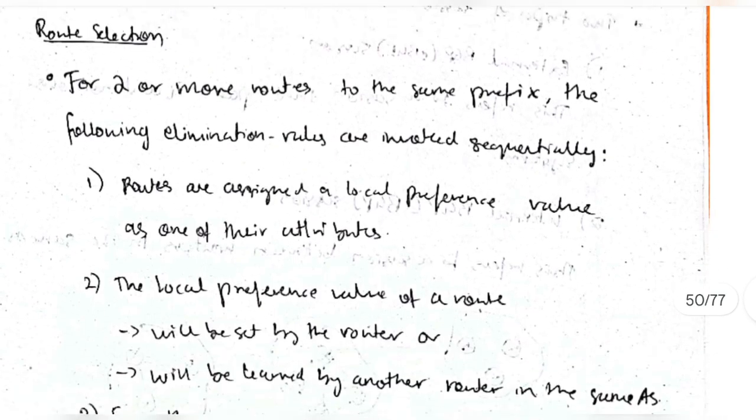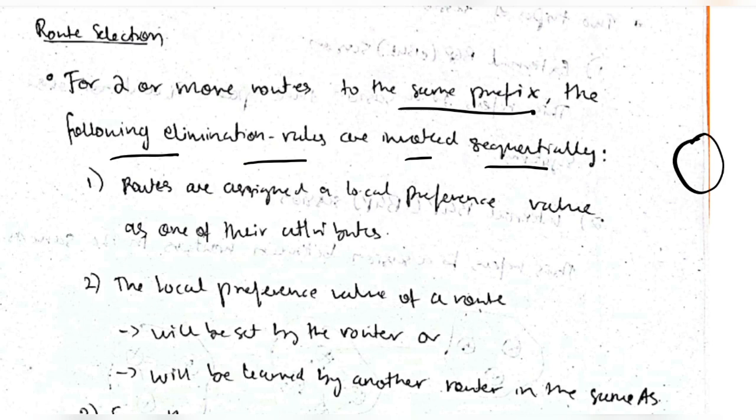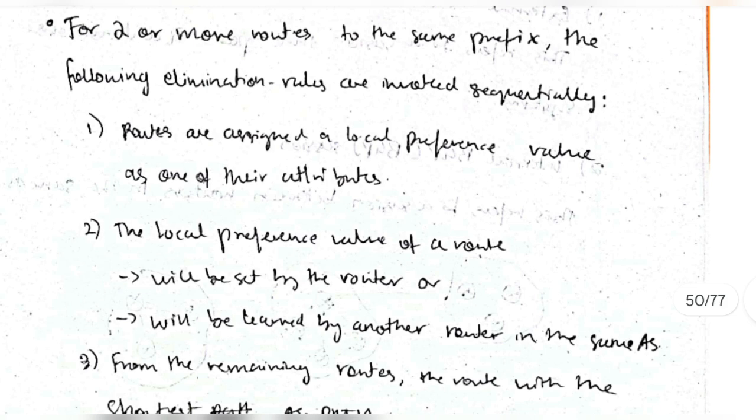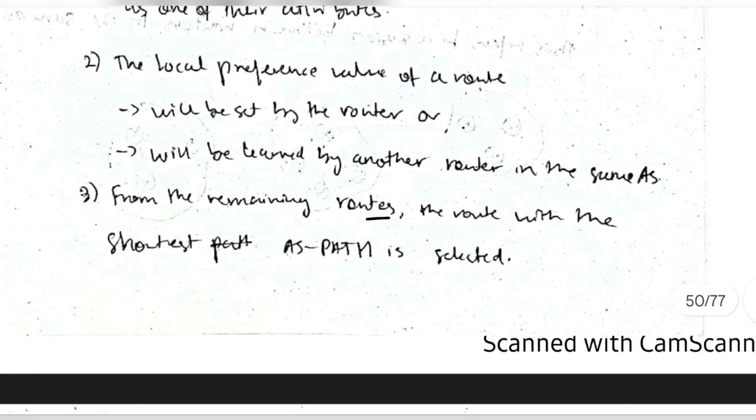Also in route selection, if there are two or more routes with the same prefix, the following elimination rules will be invoked sequentially. If there are two nodes with the same label, the routes are assigned a local preference. There will be a preference table in the routing table, and based on that the next hop will be selected. Also they will check which is the shorter path, and that will be selected.